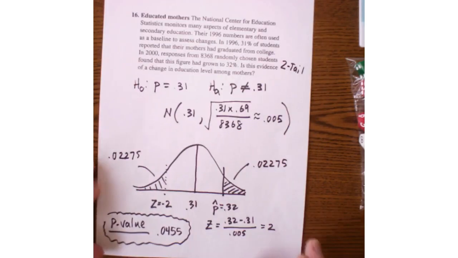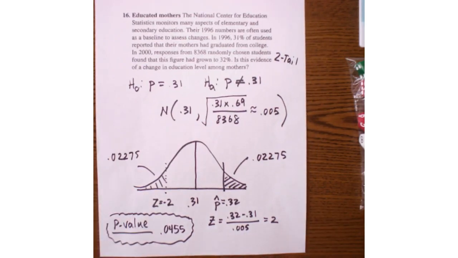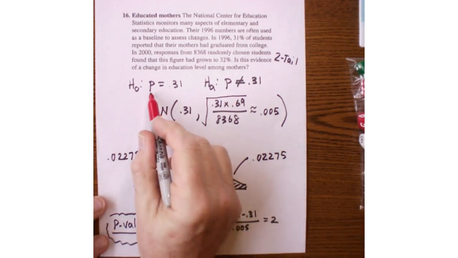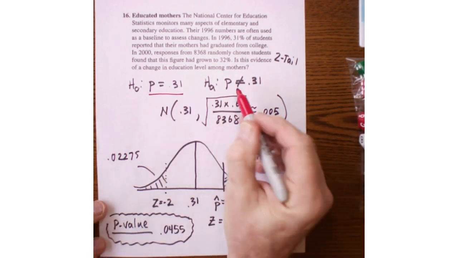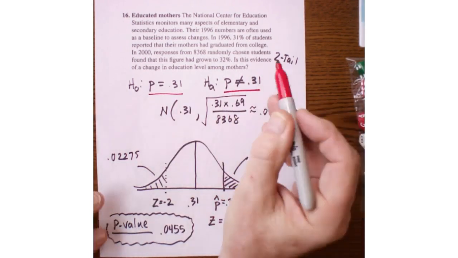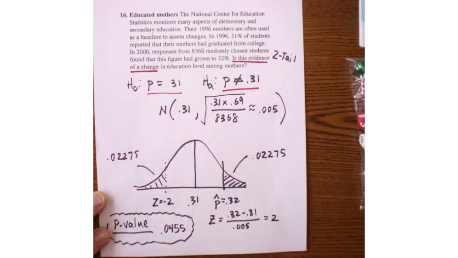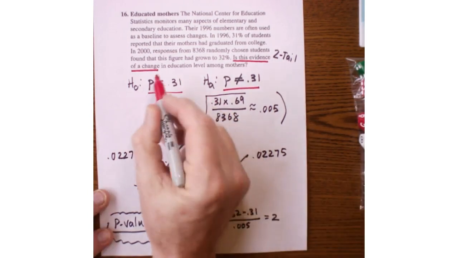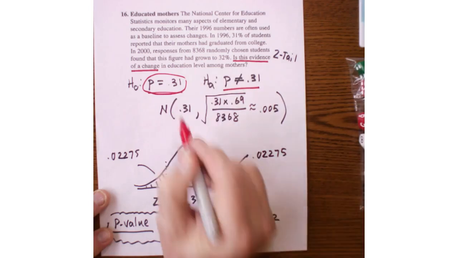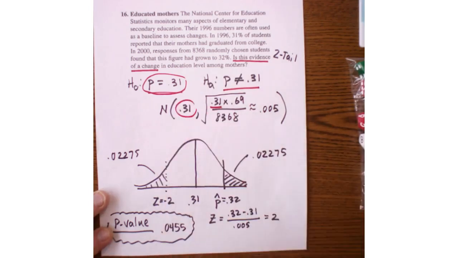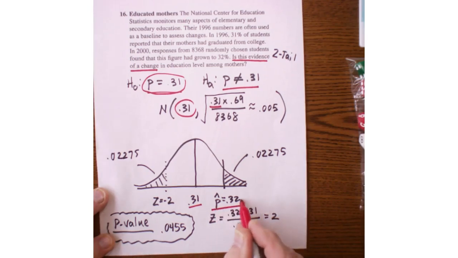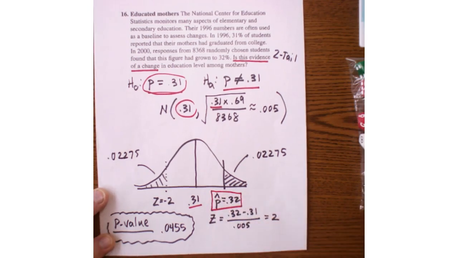And again, this kind of goes along with a video that I placed up there over the weekend, a two-tailed test. So my null hypothesis is the population proportion is 0.31, and the alternate is that it's not equal to 0.31. They're just asking for evidence. Is this evidence of a change? That's all they're asking for, evidence of a change. So again, I use my null proportion to build my normal model. Now to do a two-tailed test, that's the null proportion. Here is my sample p-hat proportion.